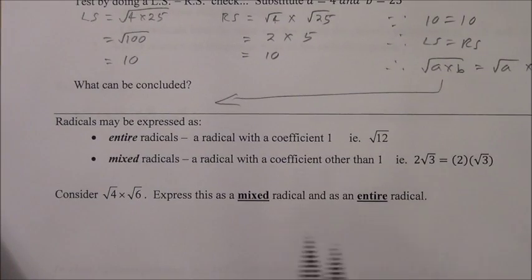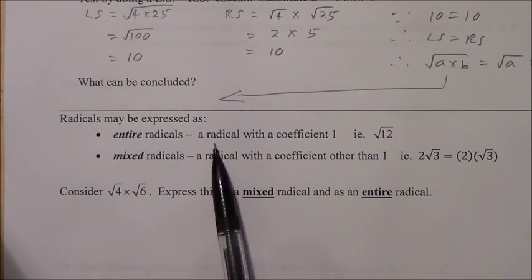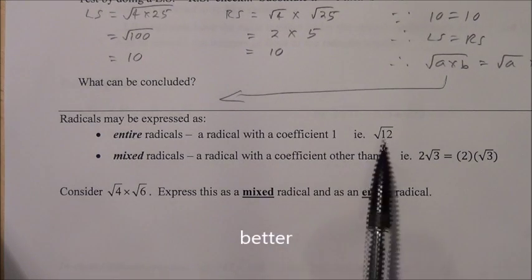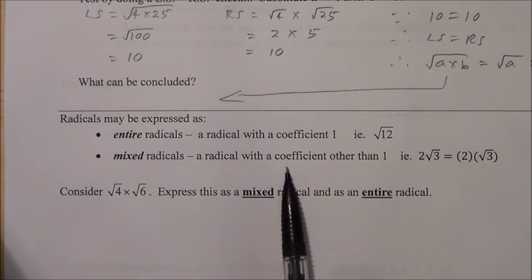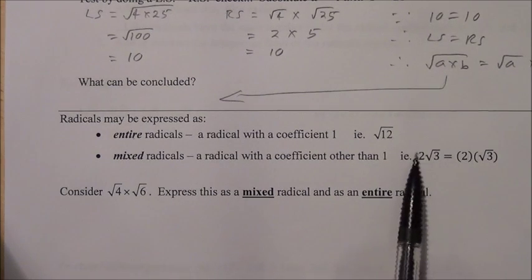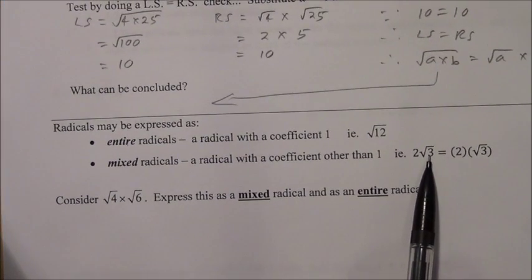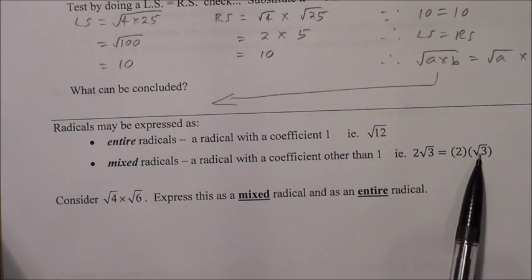Okay, so we can express radicals as entire radicals, where the coefficient is just 1, such as the square root of 12 with a coefficient of 1 out front, or mixed radicals where we have a coefficient other than 1, which would be 2 in front of the square root of 3 here, which is the same as 2 times root of 3.